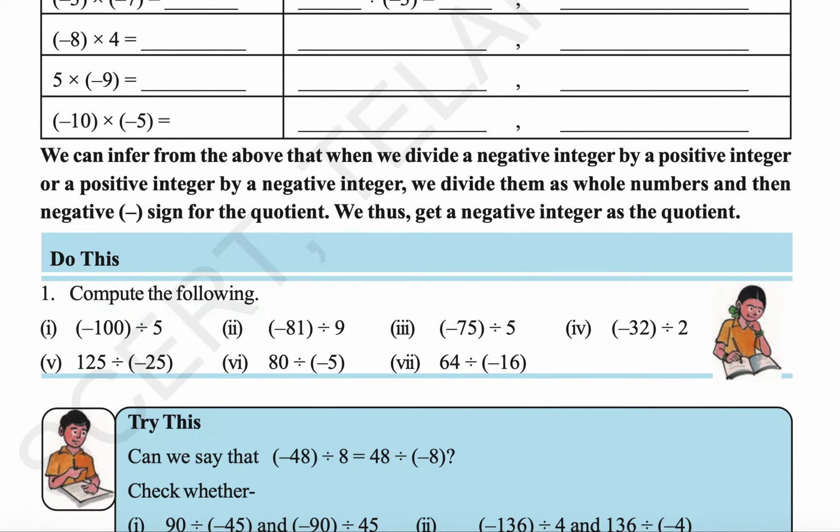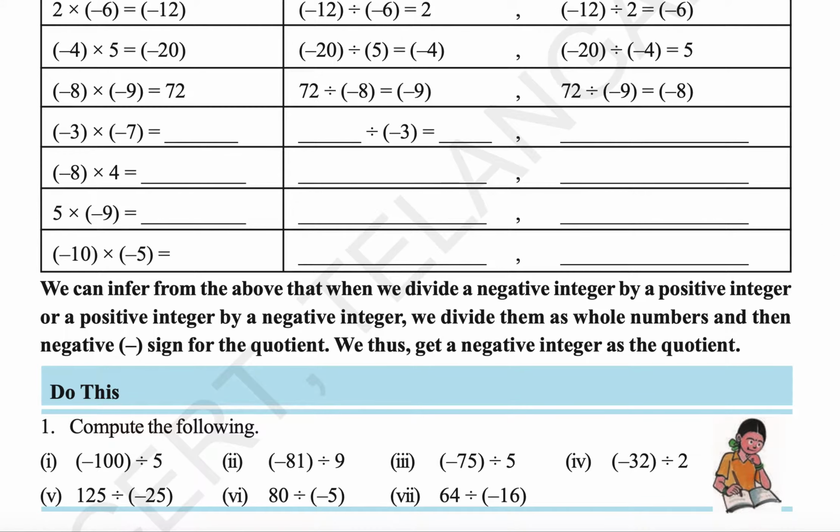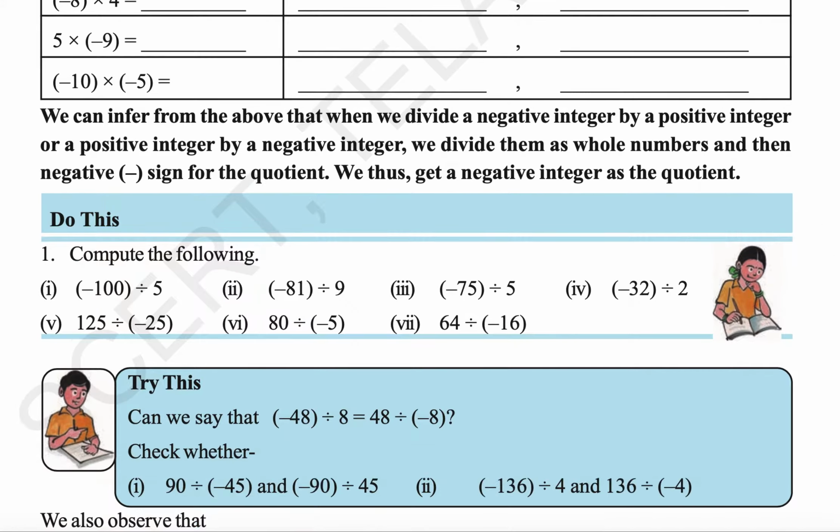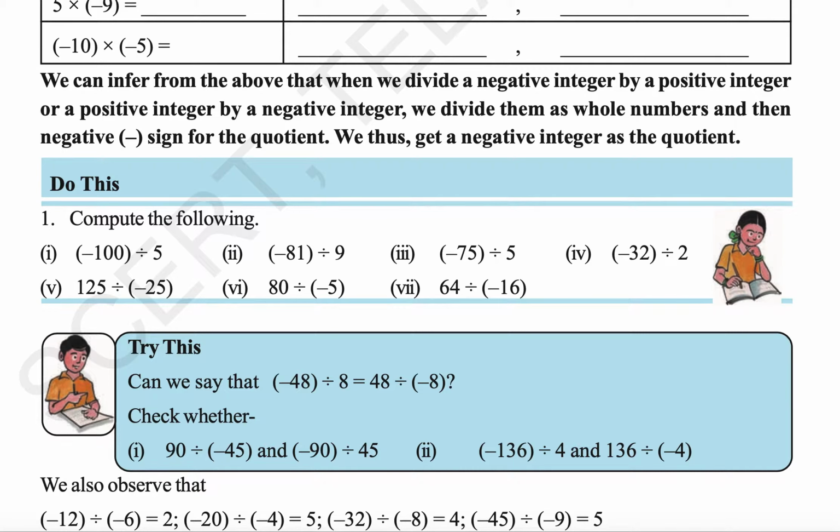Proceed from here. We can infer from the above that when we divide a negative integer by a positive integer, or a positive integer by a negative integer, we divide them as whole numbers and put a negative sign for the quotient. Thus we get a negative integer as the quotient. So compute the following.